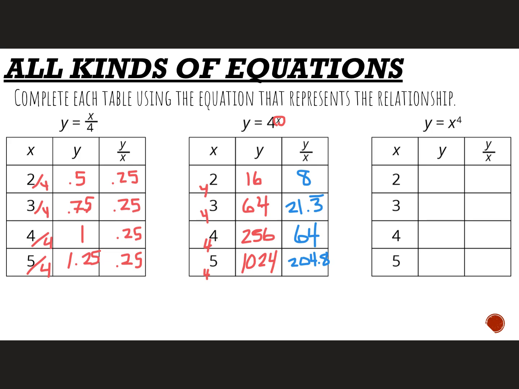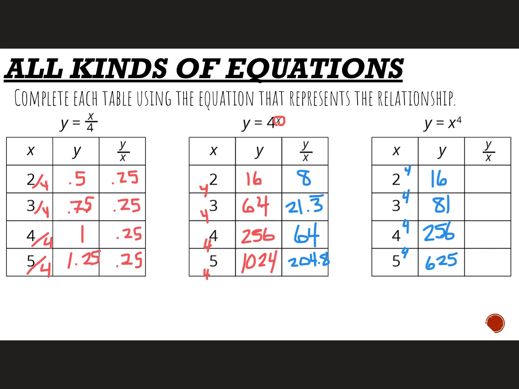And the last one, we have x to the 4th power. So we're going to do 2 to the 4th power, which gives me 16. 3 to the 4th power gives me 81. 4 to the 4th power gives me 256, and 5 to the 4th power would give me 625.